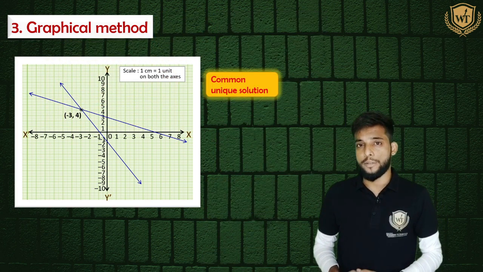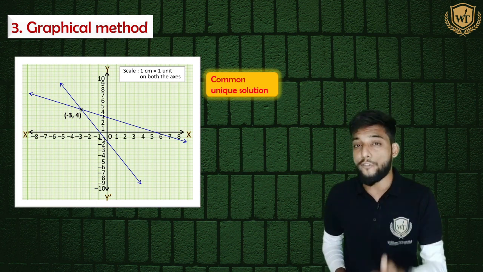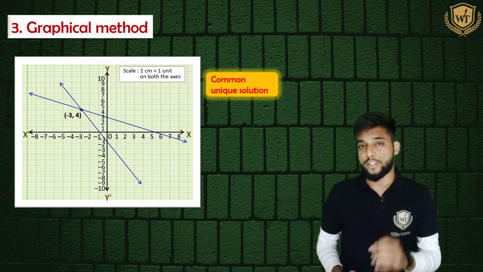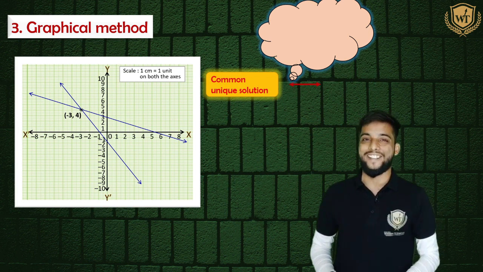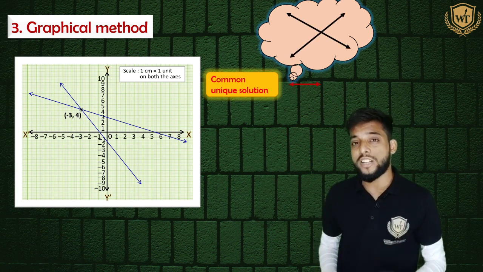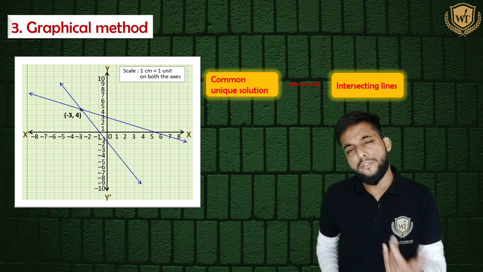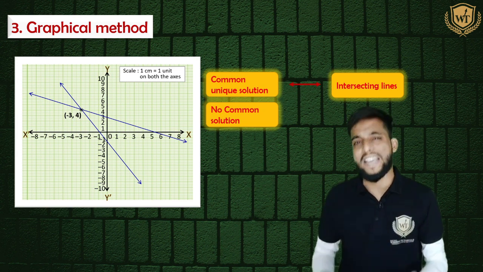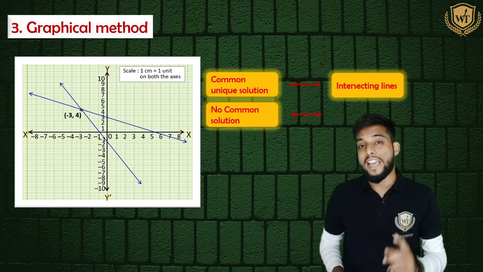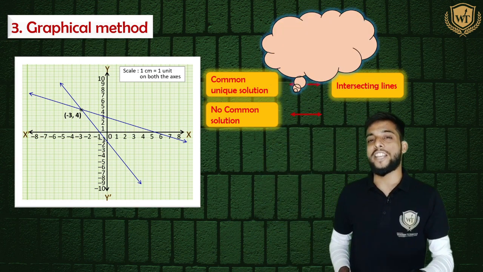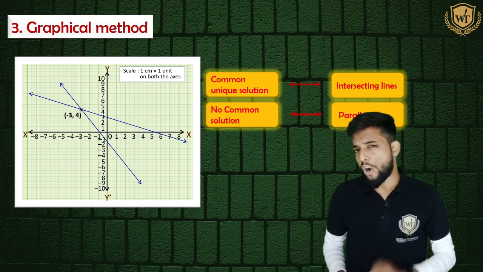Condition number one students, if the pair of linear equations that we are solving have one and only one unique solution, there's only one solution, so the nature of the lines is going to be intersecting. Perfect students, ek single solution, matlab the lines are going to be intersecting. Now what if the lines have no common solution, koi common solution hai hi nahi. Now if there is no common solution, matlab no point of intersection, and no point of intersection, matlab lines ka nature kya ho jayega? The lines will be parallel. Wonderful students.